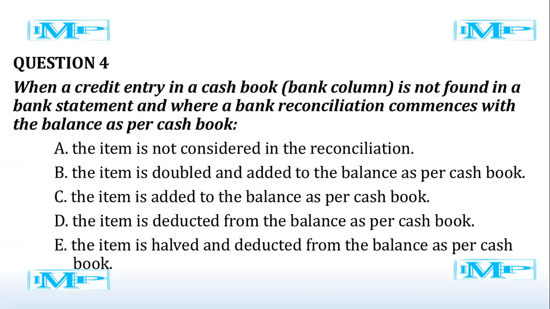Question number 4. When a credit entry in a cash book bank column is not found in a bank statement, and where a bank reconciliation commences with the balance as per cash book, A, the item is not considered in the reconciliation. B, the item is doubled and added to the balance as per cash book. C, the item is added to the balance as per cash book. D, the item is deducted from the balance as per cash book. E, the item is halved and deducted from the balance of the cash book.